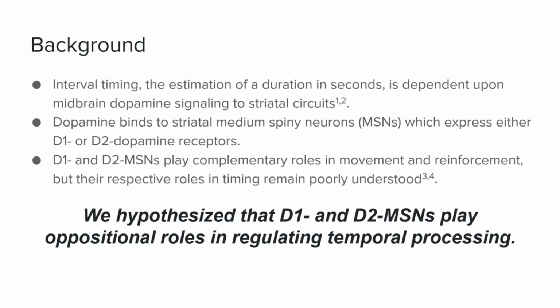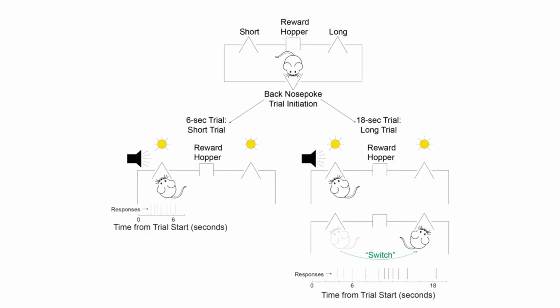Here, we wanted to unpack that a little. We initially hypothesized that D1 and D2 MSNs play oppositional roles in regulating temporal processing. To test our hypothesis, we trained mice on a novel interval timing task developed by Fuat Balcı, which requires discrimination between intervals of two different durations, here 6 or 18 seconds.